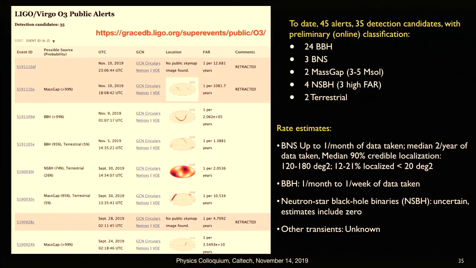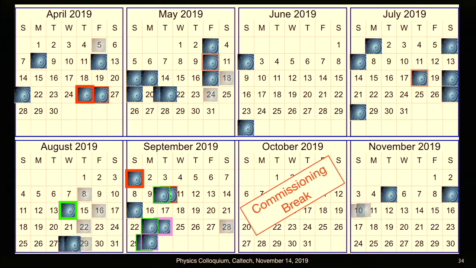We have 4 potential NSBHs, but 3 have very high false alarm probabilities, so they could be due to just chance coincidence between glitches. And this is not too dissimilar to the rate estimates that we can do so far. For binary neutron star, the expectation is that we can have up to 1 event per month of data taken. The median is 2 per year of data taken. So there is a large fluctuation. But if we look here, we have 1, 2 possible binary neutron stars.